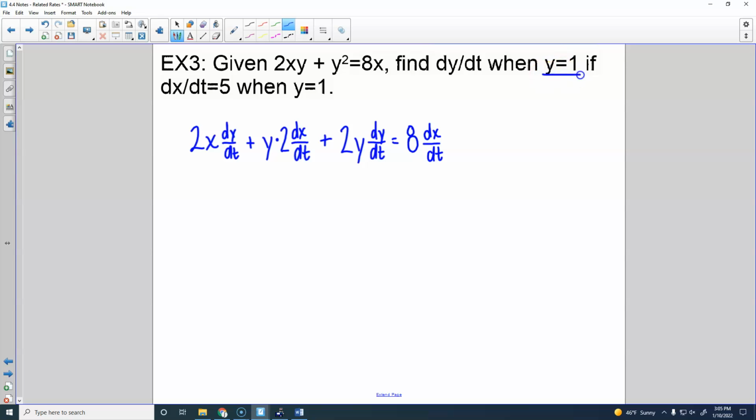Alright, they give us y equals 1. So, I mean, you could simplify. I'm just going to start plugging in. So we can plug in a 1 here for our y. They tell us dx dt is 5. So dx dt, which actually shows up here and here, we can plug in our 5. Our y, should put a red box around that, it's also 1. We are finding dy dt, so we don't want to replace dy dt.